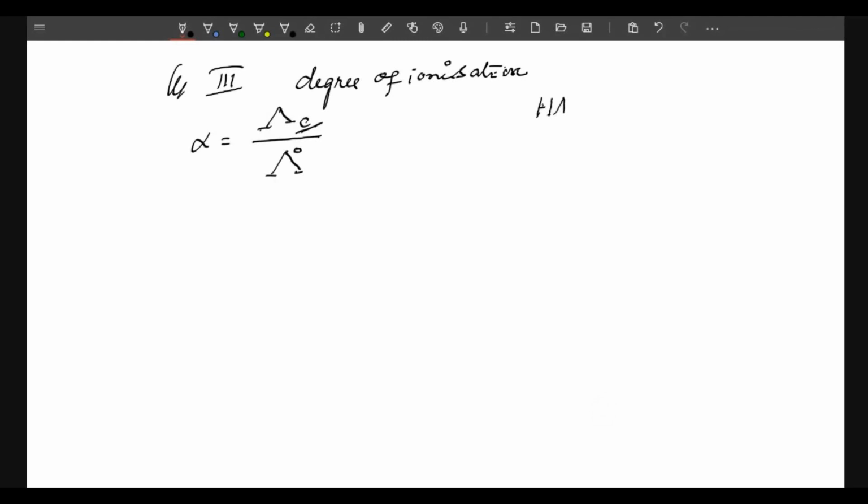The Ostwald dilution law for a monobasic acid. You know what a monobasic acid is? That is one releasing only one H plus ion, called a monobasic acid. And the same explanation may be extended to a monoacidic base also. Therefore, this application is the degree of ionization for a weak electrolyte. That weak electrolyte may be a weak acid or a weak base. I'm going to give the Ostwald dilution law.